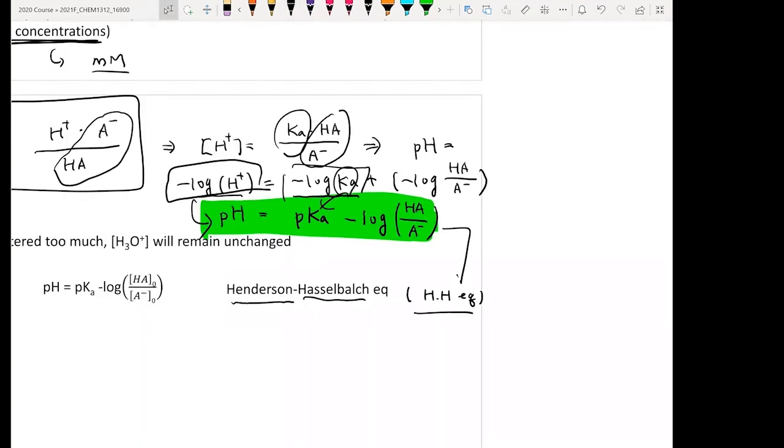Based on this equation, you can see that when you throw an acid or base into a buffer, it's going to change the relative concentration between your weak acid and weak base, so that they will eventually change the pH of your solution.